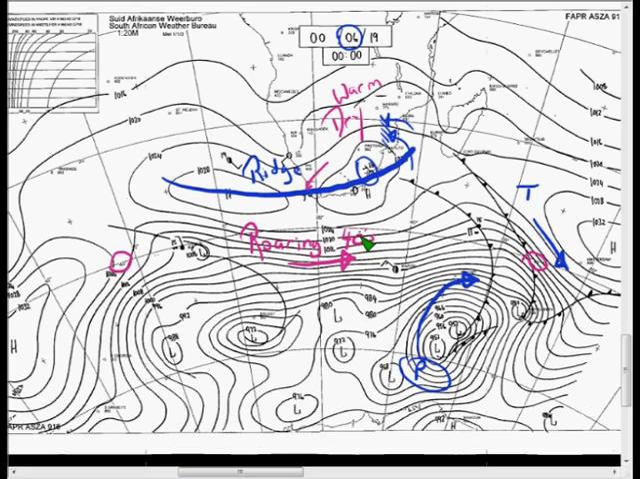Okay, that concludes our look at synoptic charts and mid-latitude cyclones.